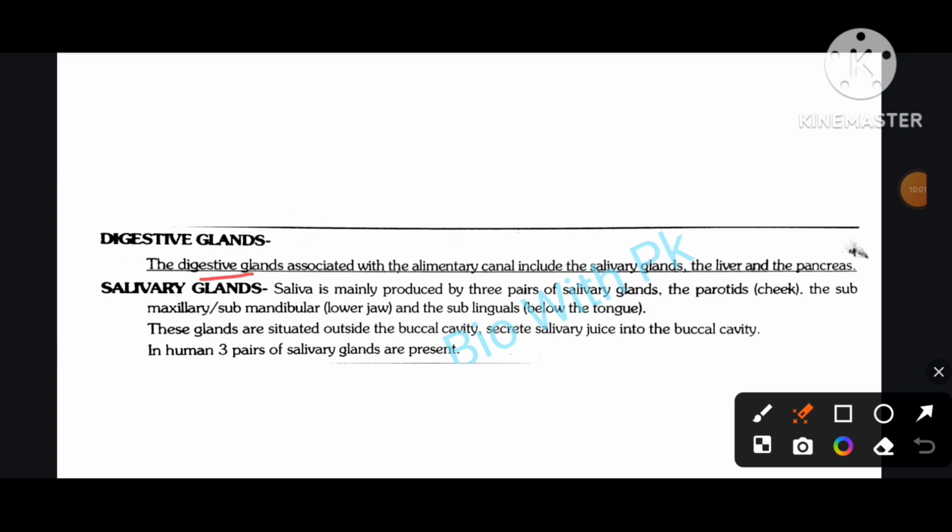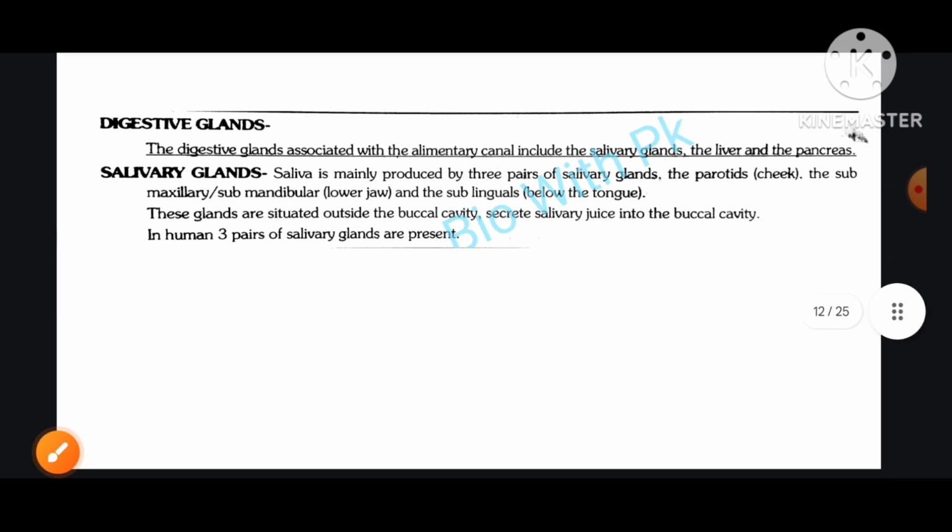Digestive glands. The digestive glands associated with the alimentary canal include the salivary glands, the liver, and the pancreas. Salivary glands. Saliva is mainly produced by three pairs of salivary glands: the parotid in the cheek, the submaxillary or submandibular in the lower jaw, and the sublinguals below the tongue. These glands are situated outside the buccal cavity and secrete salivary juice into it. In humans, three pairs of salivary glands are present.